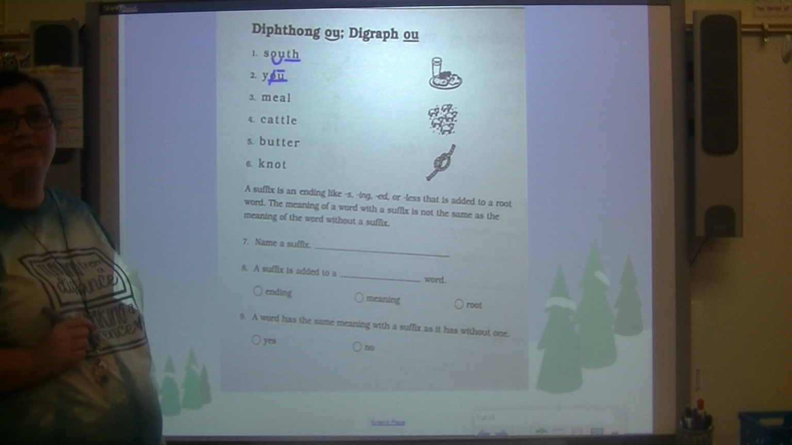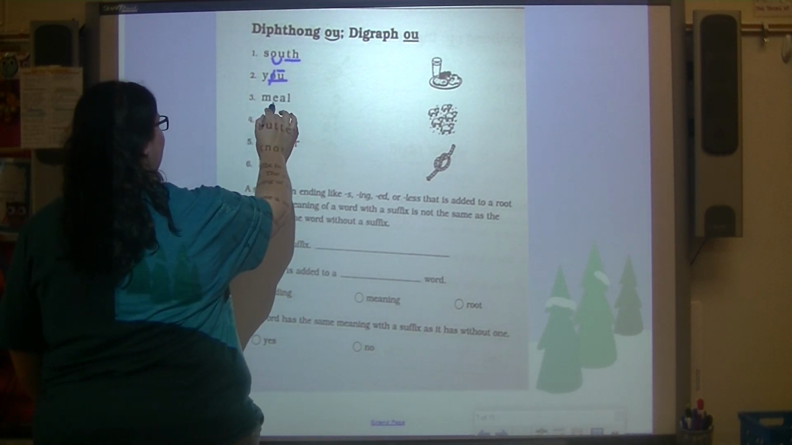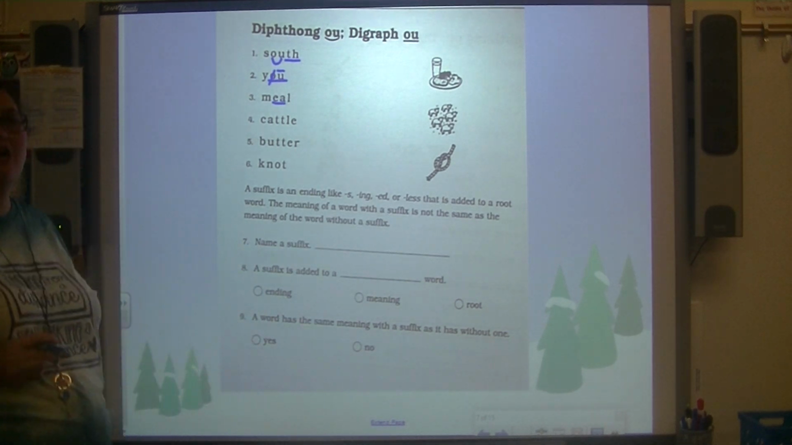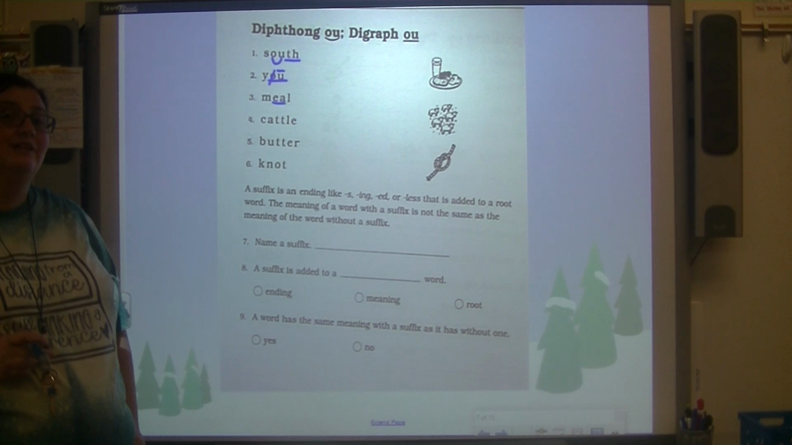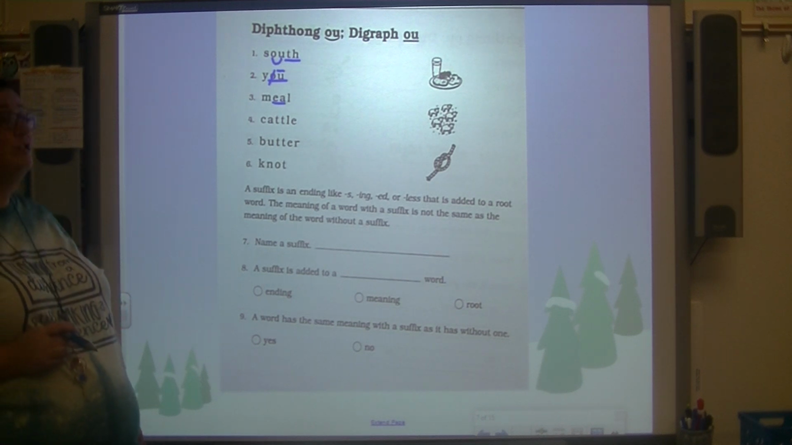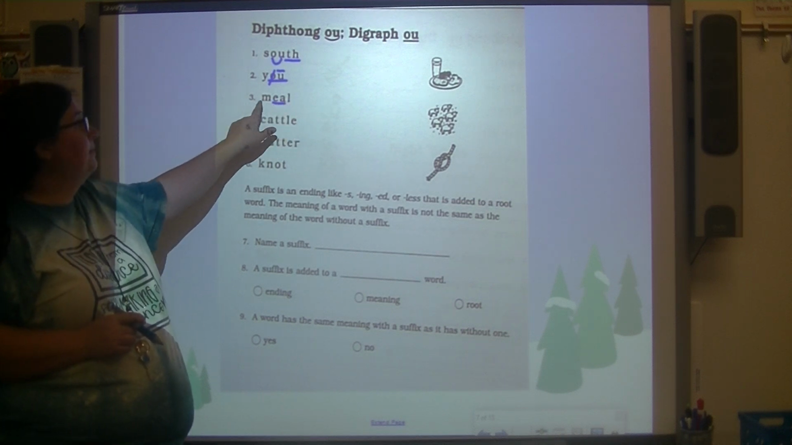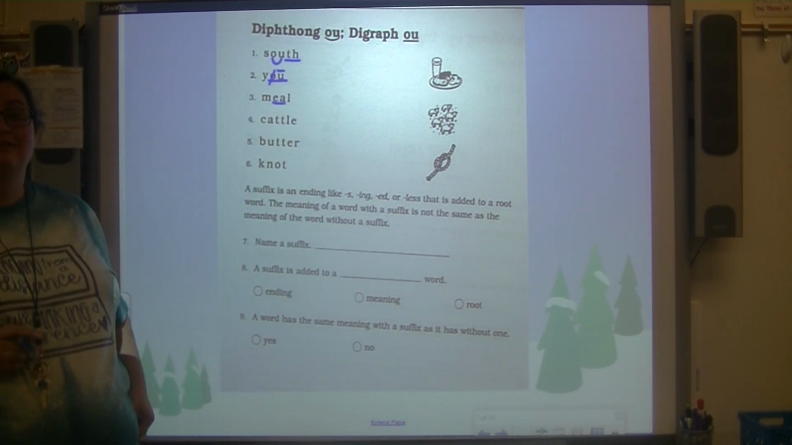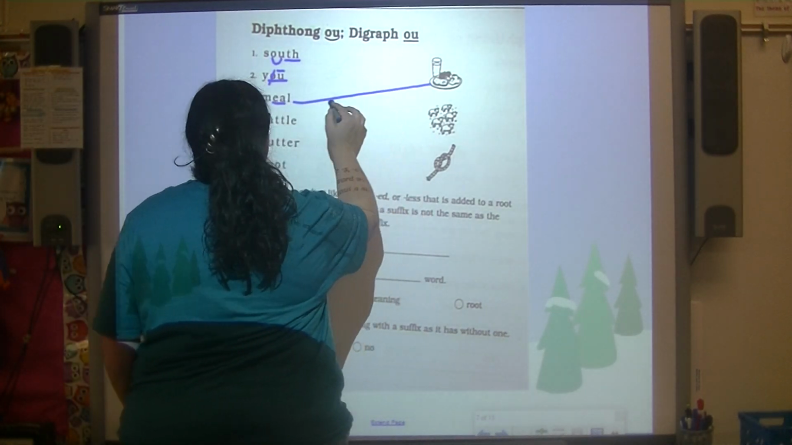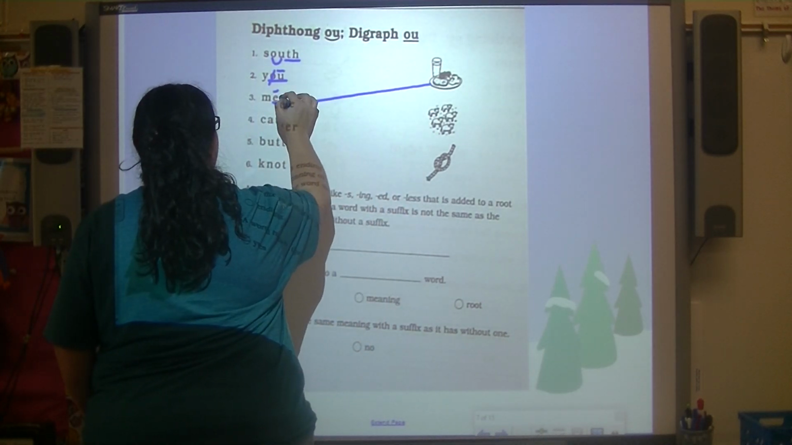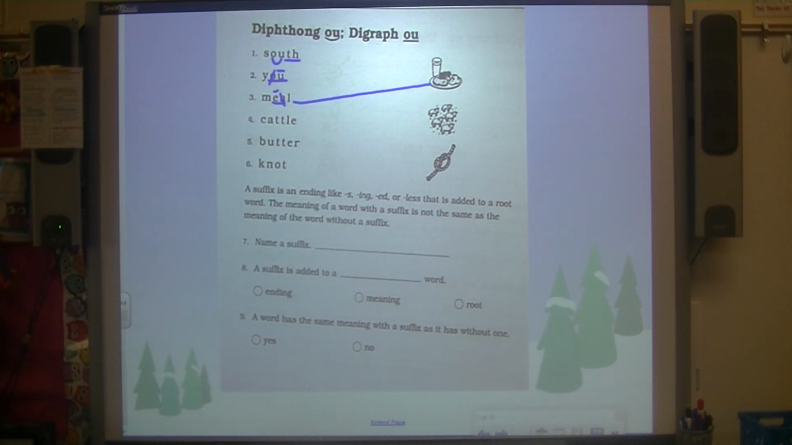Number 3. What do we have? Digraph EA. The most common sound of EA is what, boys and girls? Long E. So let's try it first. Eel, meal. Yes, we even have a picture of a meal. So now we code it that way. Macron over the E, cross out the A. Meal.